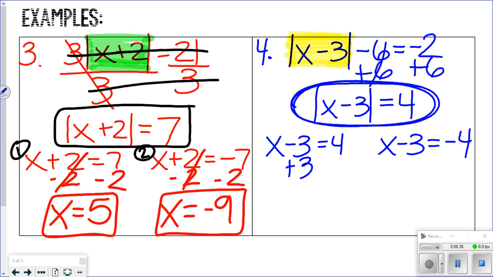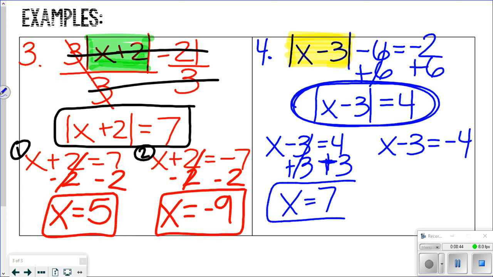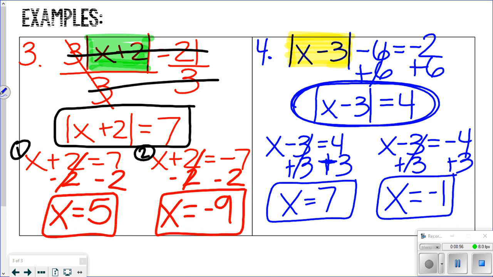Add 3, add 3. X equals 7. That's my first answer. Add 3, add 3. X equals -1. Okay, -1.